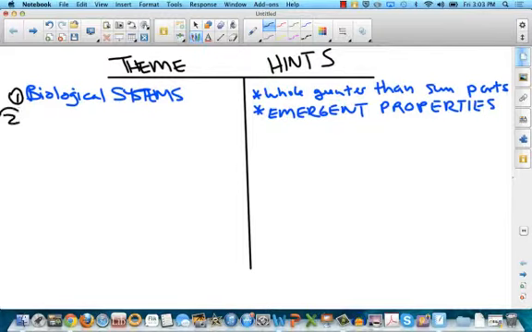Okay, second theme, as we're going to kind of pick up the pace because that was a little boring, the cellular basis of life. And again, the idea here is the cellular basis of life.